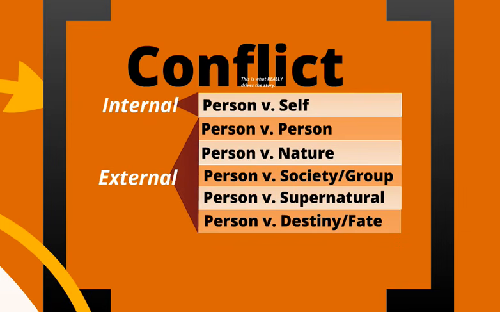Our main two types, internal versus external. The only internal conflict is a person versus self conflict. That person has to make a decision. They have to learn something about themselves. They have to become a better person. It's going to be something that they battle out within themselves.